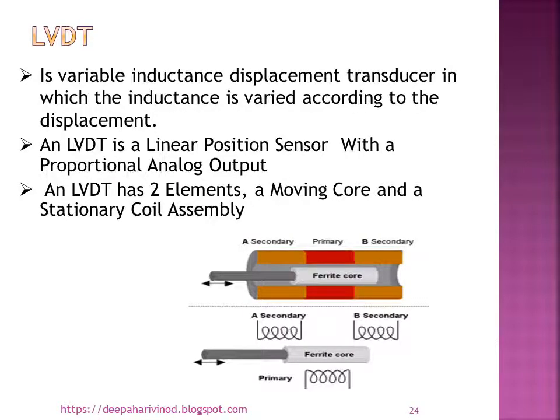LVDT, that is linear variable differential transformer. A differential transformer is an electromechanical transducer which produces an electrical output which is proportional to the displacement. Here we can see in the figure it consists of a ferrite core, A secondary, a primary and B secondary. So there are two secondary coils, a primary coil and a core. How it works depends upon the displacement of the core.